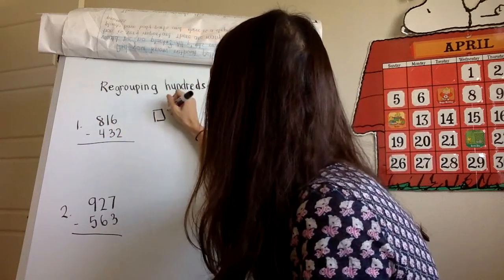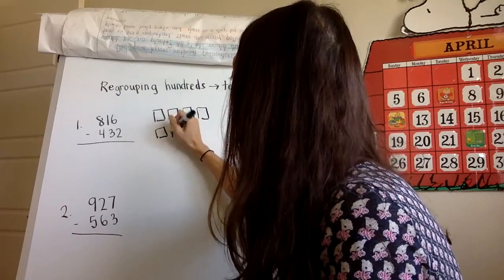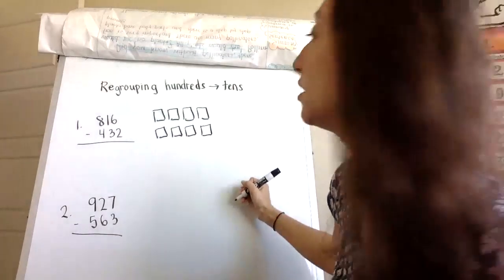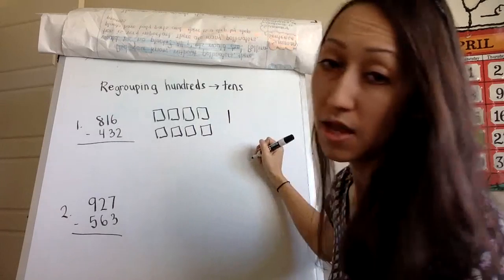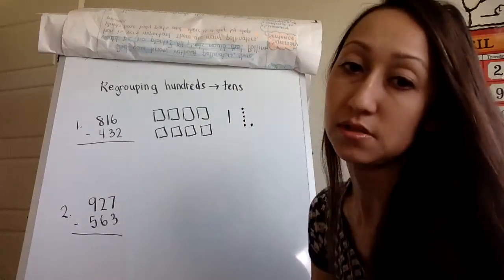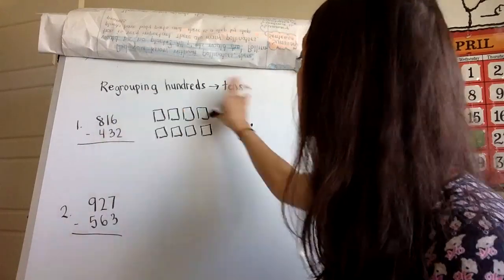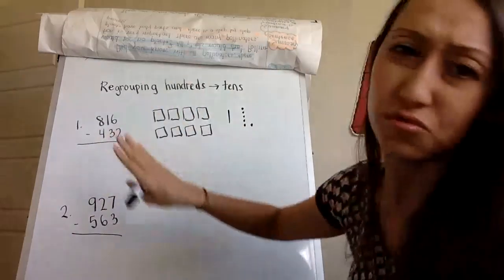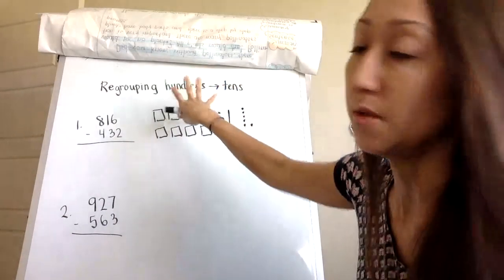So remember, a good way to show the process of your thinking is to draw a base 10 picture. So I have 8 hundreds, 1 ten, and 6 ones. This is a picture that represents that number. Now remember, 816 is the total, and we are subtracting 432. That means not drawing 432, I'm crossing out 432 from this number.